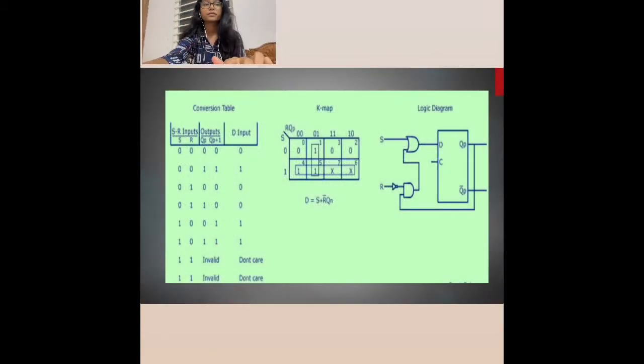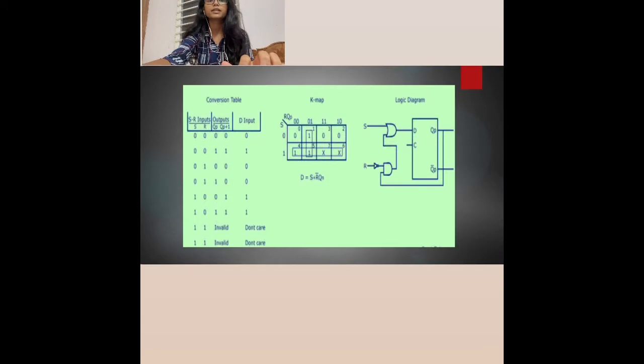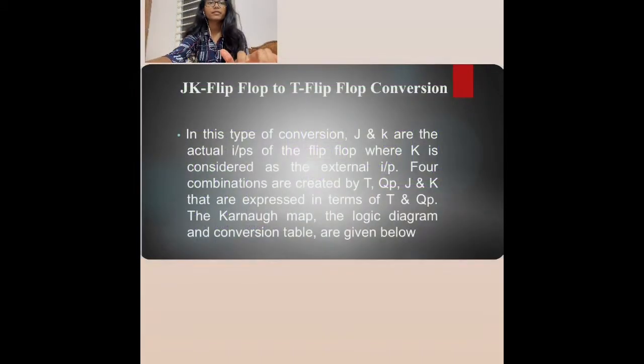Here also we follow the same procedure. We take the truth table of the SR flip-flop and the excitation table of the D flip-flop, and we write the characteristic table. Using the characteristic table, we obtain the Boolean expression for D, and we then draw a logic diagram. JK flip-flop to T flip-flop conversion.